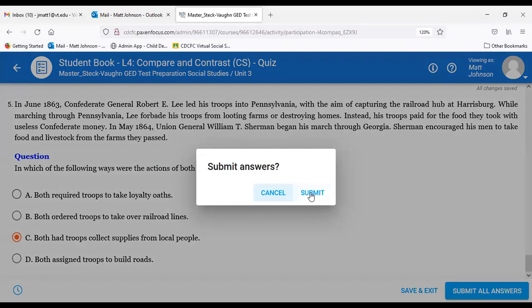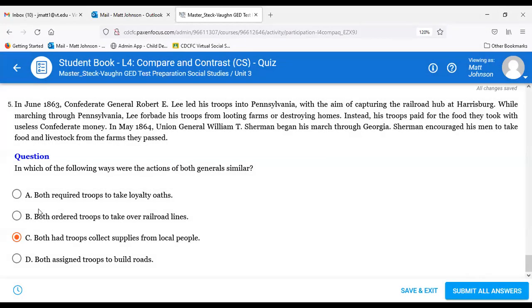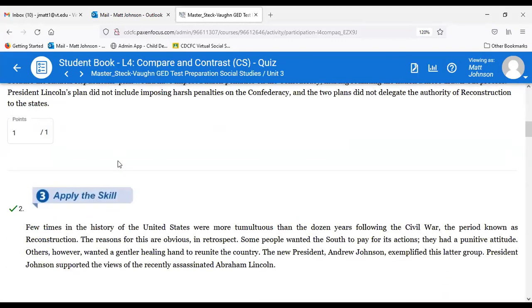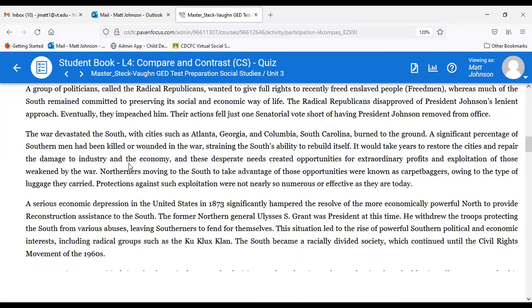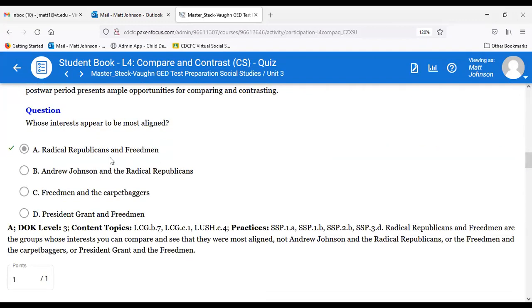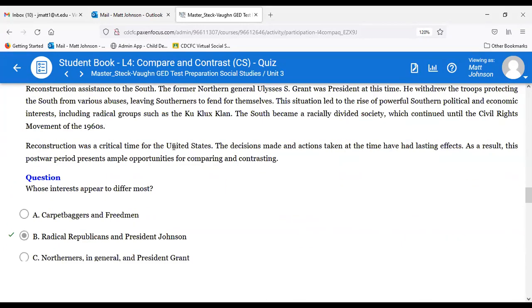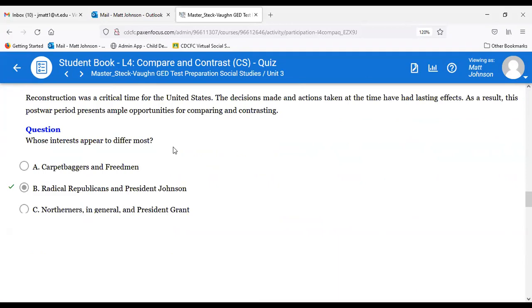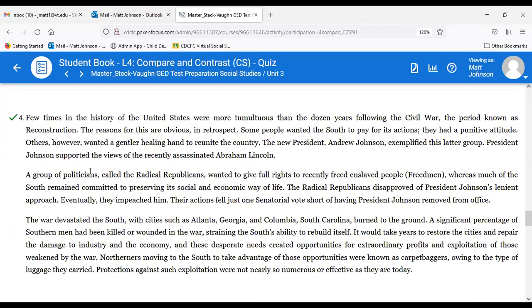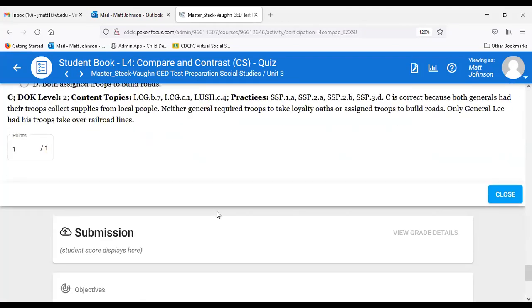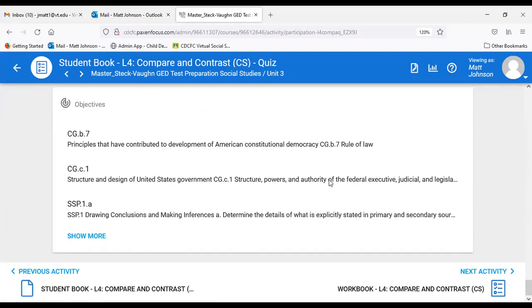Running through our questions here real quick. 1 was C as in cat. 2 was A. 3 was B as in boy. 4, C as in cat. And 5 was C as in cat. So everybody caught up there?